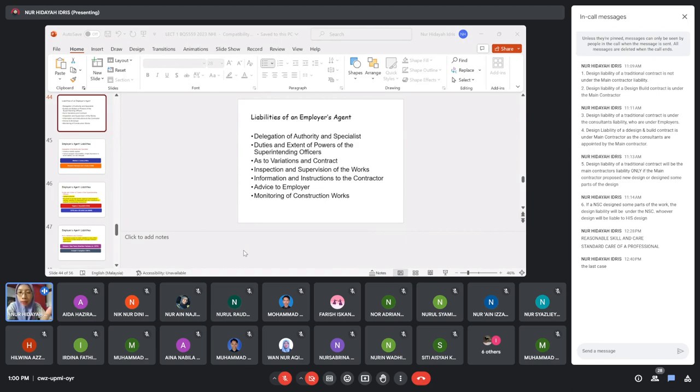Kalau act as employer's agent, as contract administrator, so must up to clients demanded standard duty and care.